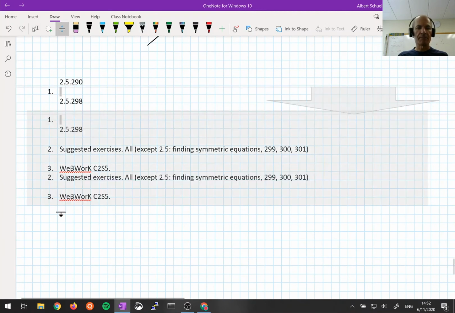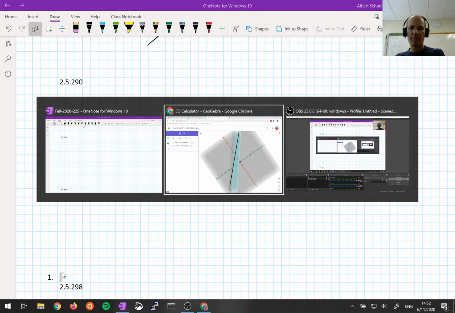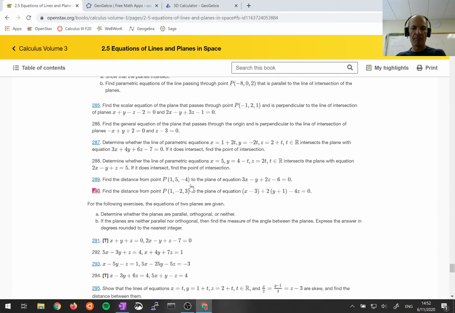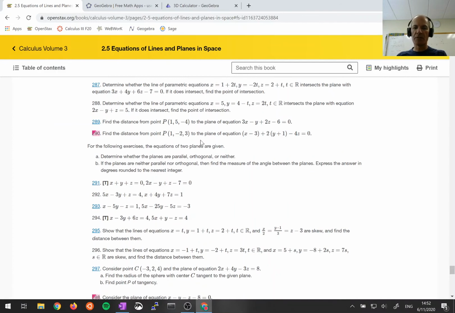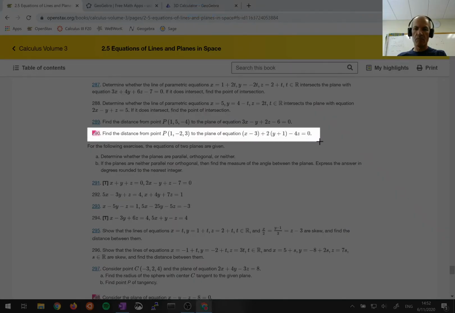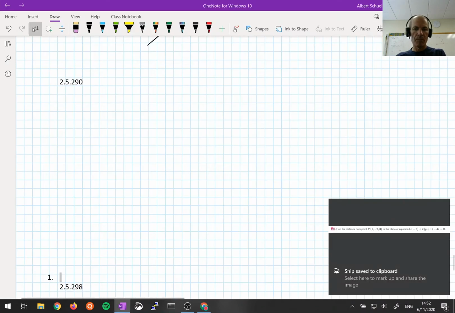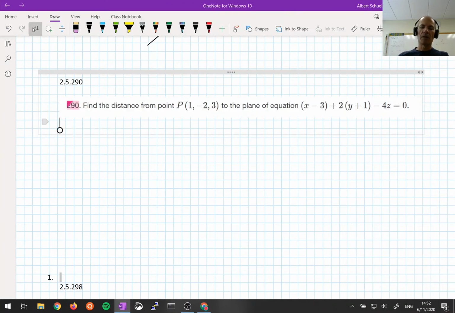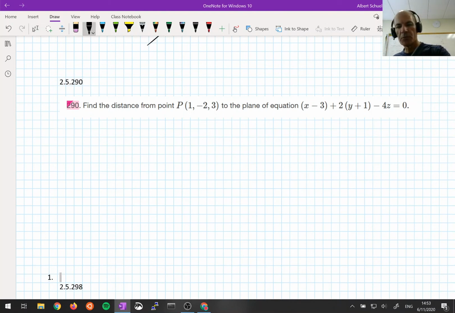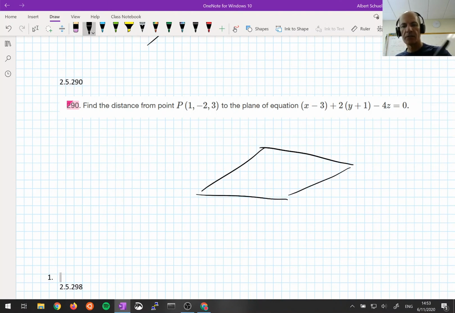Problem 290. We want to find the distance from the point to the plane as specified. Similarly with the other example, here I think it's best to just work from first principles. So we have a plane like this. It has a normal vector like this, which we can identify from the equation. And we have a point, P, sitting out here in space, presumably off of the plane.